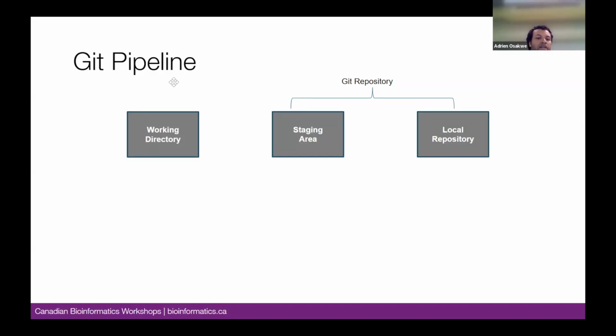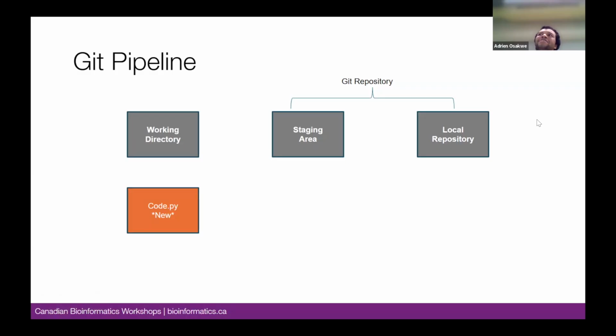Here on the left is your working directory, where you're going to create your files and make your changes. The second part here is the Git repository, with the staging area and the local repository. I did not update these to .R, it still says Python.